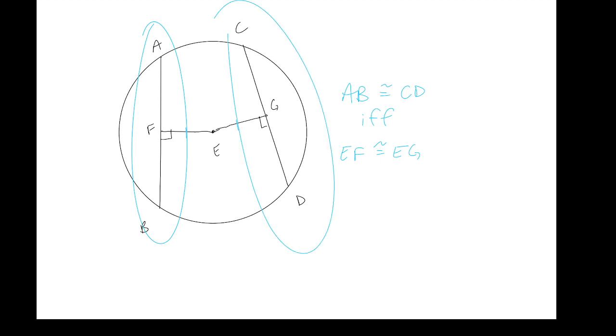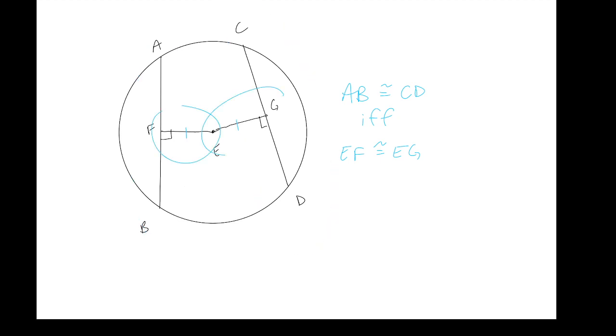Now, EF and EG are not segments that are on the same diameter line. But we're going to be given that EF and EG are congruent. And this is only going to be the case when we have the following. AB is congruent to CD if and only if EF is also congruent to EG. So this and this are congruent as long as this and this are congruent. They're the same distance away.